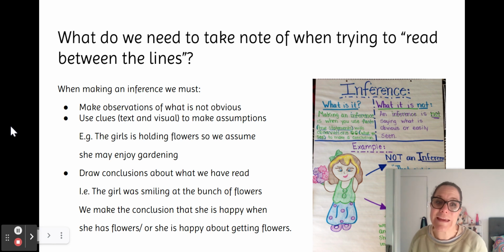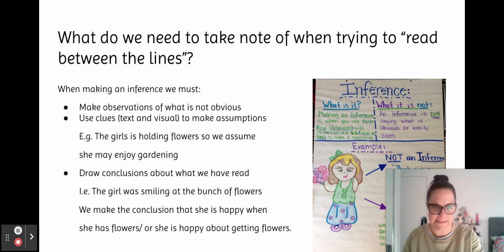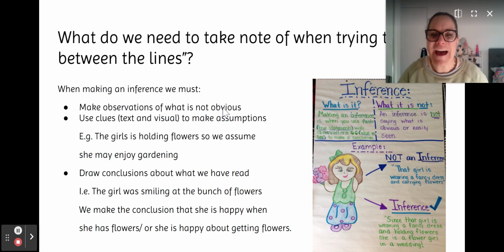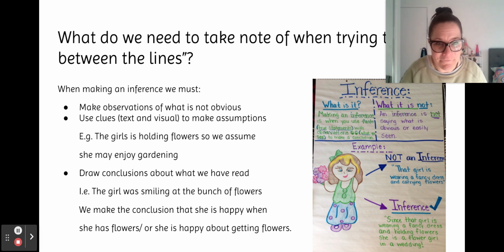So what do we need to know and take note of when trying to read between the lines? When making an inference, we must make observations of what is not obvious. You can see there on the anchor chart, an inference is when we make use of facts or true statements that we can observe and what we can see and make conclusions from that. But an inference is not when someone says something or something is obviously seen, okay?